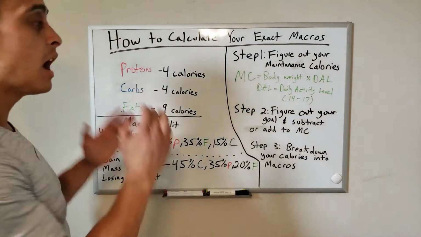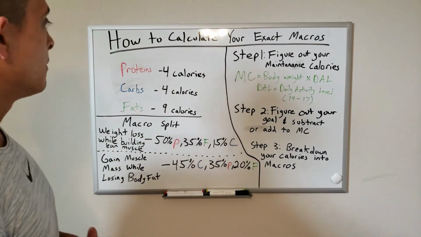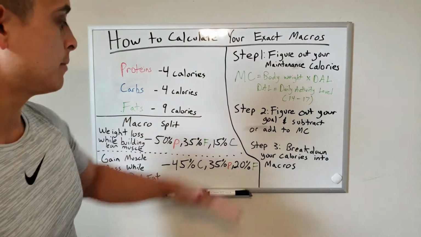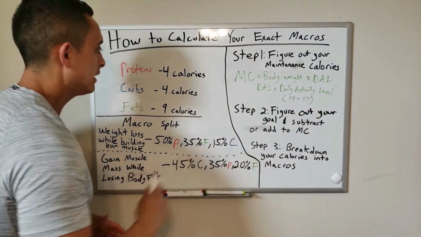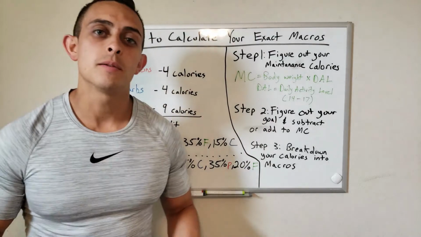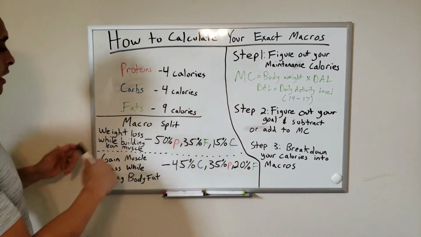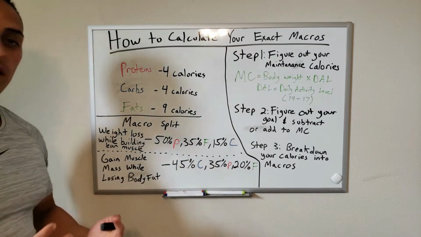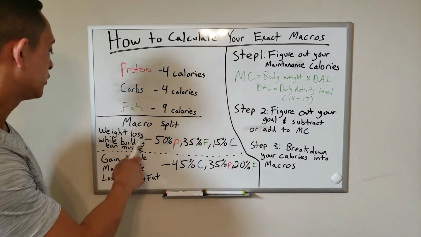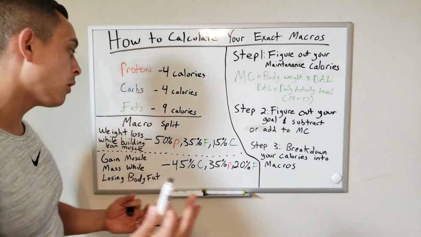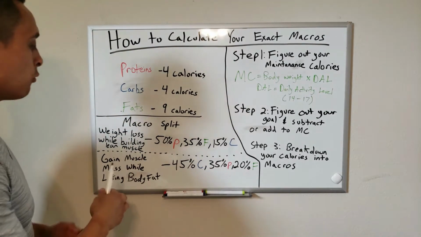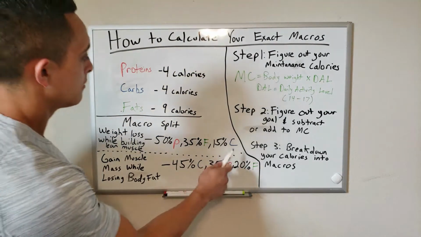So there's a lot going on here, and I'm just going to break it down step by step, okay? So basically, when you want to calculate your macros, you got to figure out what you are trying to do. Most of my clients want to lose weight while building lean muscle, or they want to gain muscle while losing body fat. So these are kind of the macro splits.